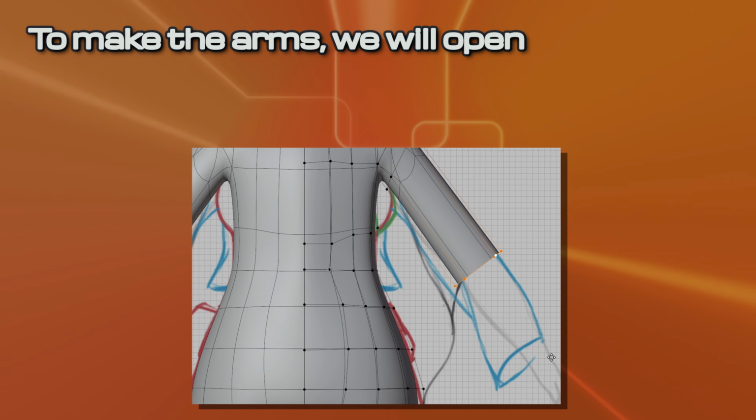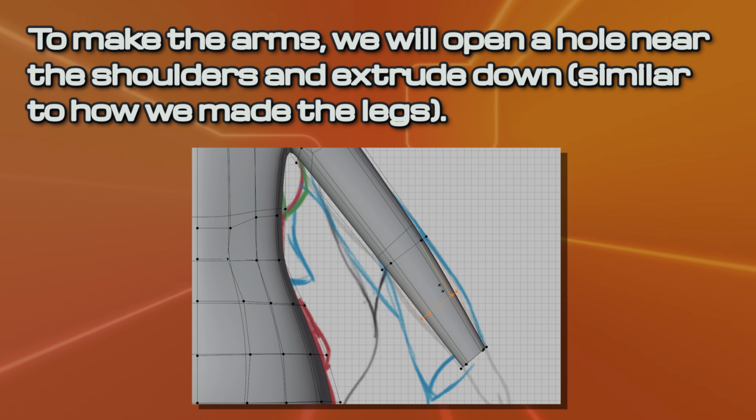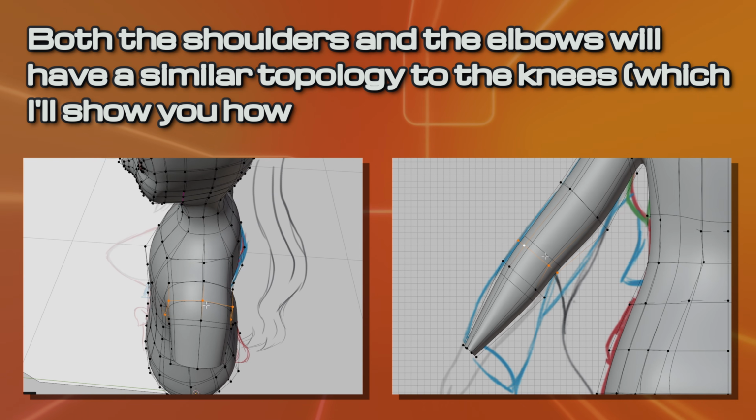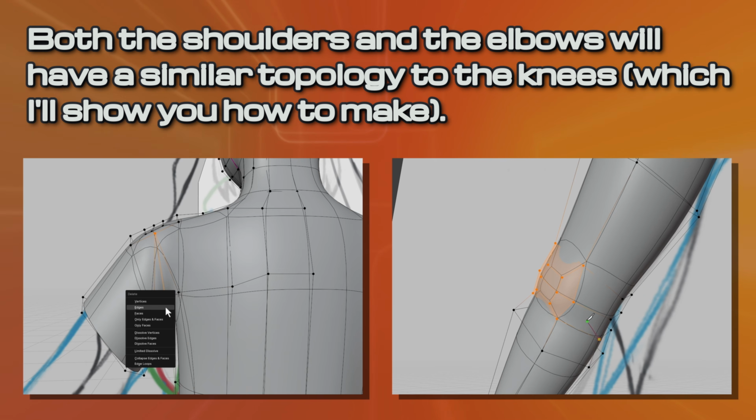To make the arm, we will make a hole on the torso where the shoulder starts and extrude down, similar to how we made the legs. Just like the knees, the shoulders and elbows will have a similar topology structure involving an inset and knife tool cuts.